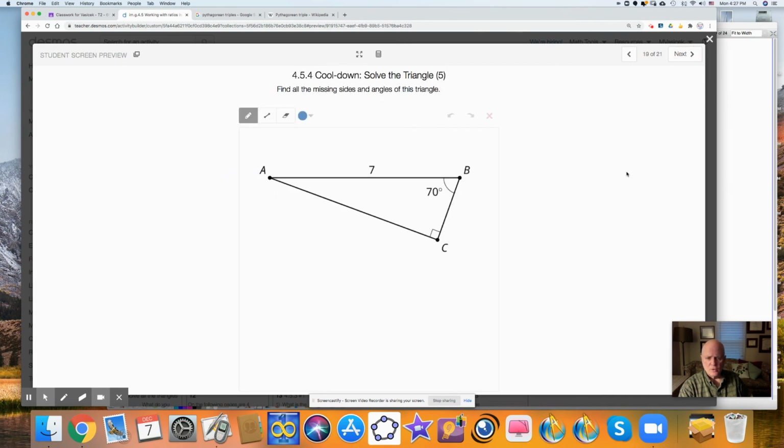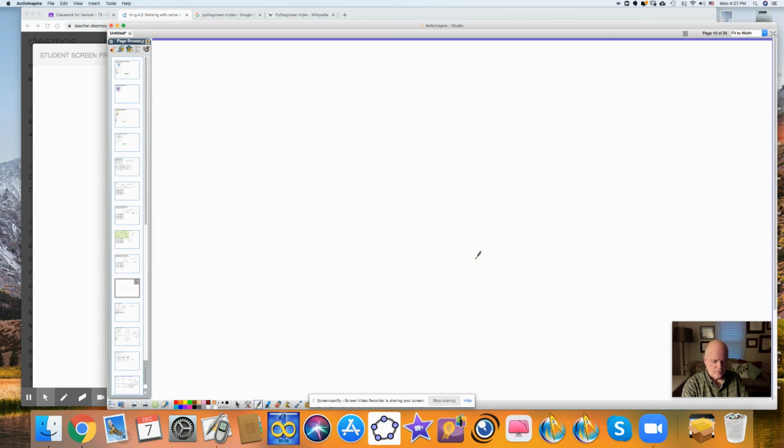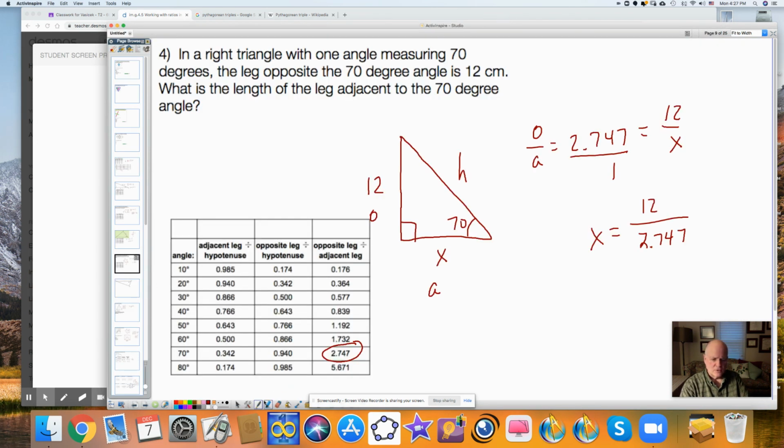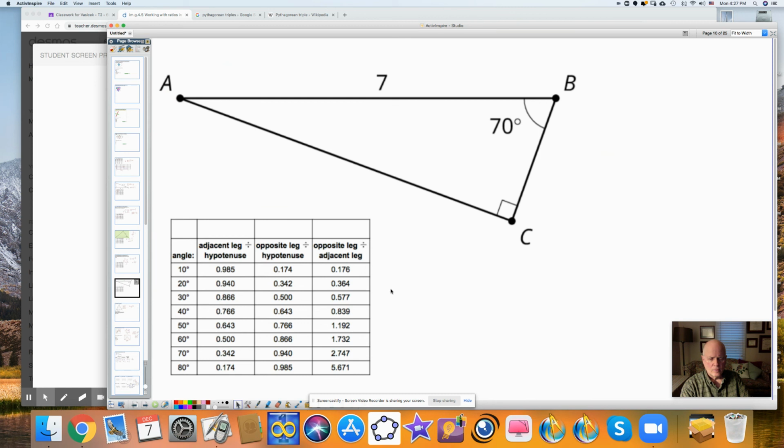For the cool down, we have to find the sides of this triangle. And I'll do that. Again, I'm going to copy over from this page my table. And if the one angle is 90, the other is 70, the three angles have to add to 180, so this would have to be 20. From the 70-degree angle, this would be the hypotenuse, this would be the adjacent, and this would be the opposite. If I'm looking at a 70-degree angle, I'll be using these values.